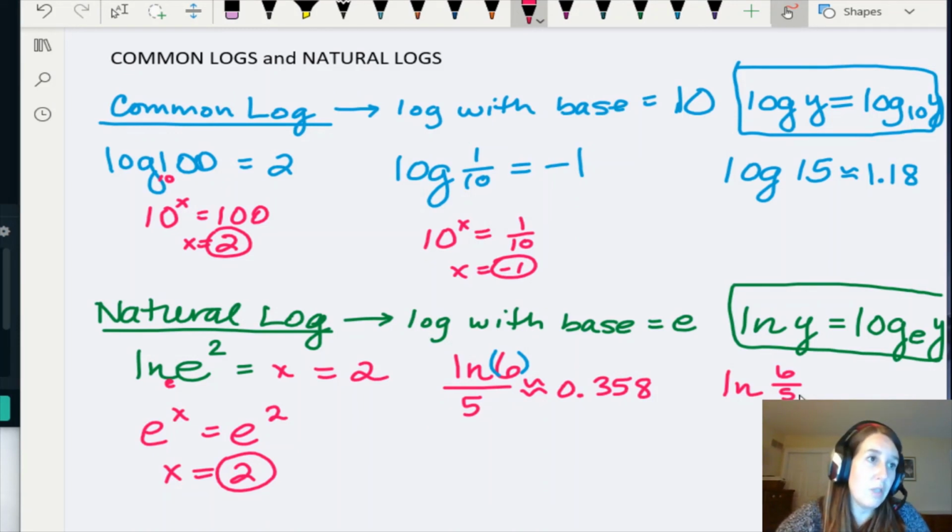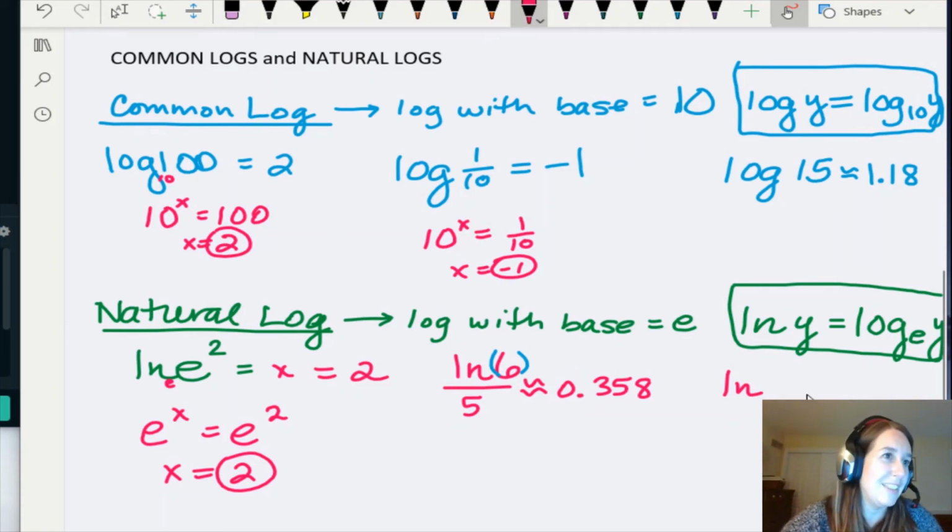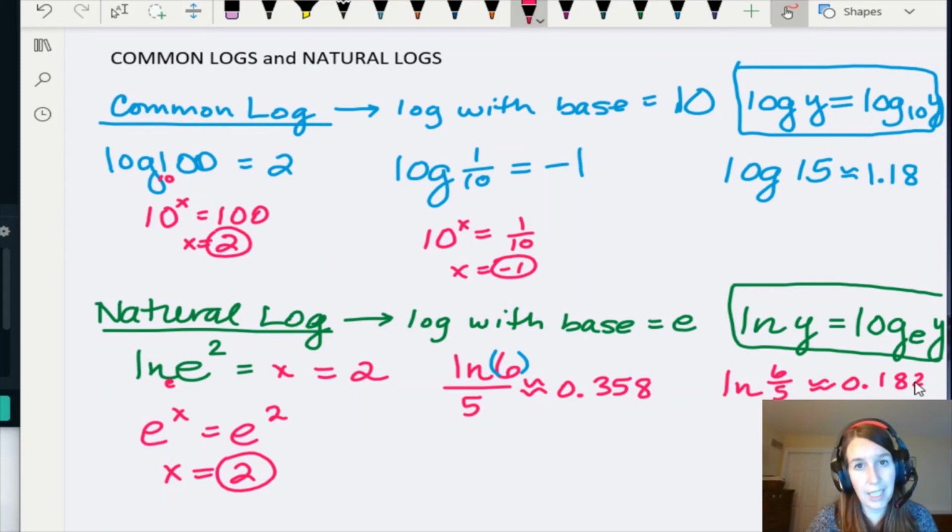This would be the other way to do it, the natural log of 6/5, and then the whole 6/5 is in that parentheses, and that is about 0.182. Sorry, I'm going to erase that. I'm annoyed that I'm behind my own little picture. I have to look at too many things at once sometimes. So that's 6/5, and that is approximately 0.182. So a little bit about common logs and natural logs.